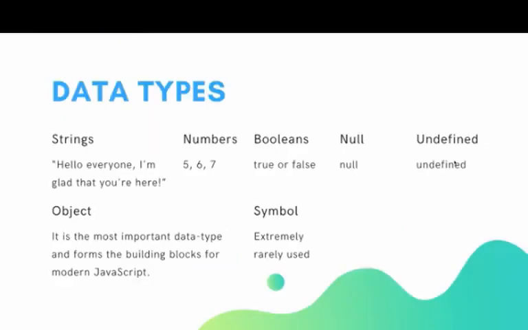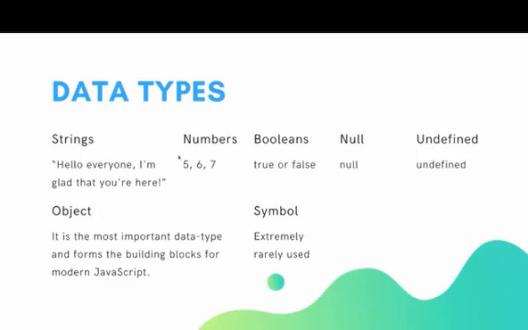We can separate data types of current JavaScript standard in two groups. Strings, numbers, booleans, null, undefined, and symbol are considered primitive data types. And only objects are considered complex data types. So as you can see right there, strings are going to be any textual values. Hello everyone, I'm glad that you're here is one. We can also put hello or the whole sentences or paragraphs.